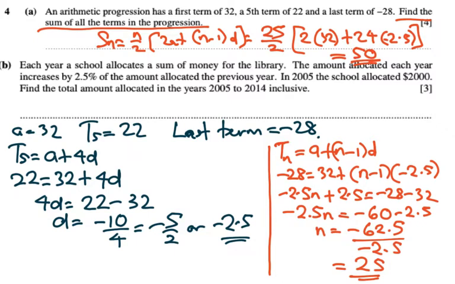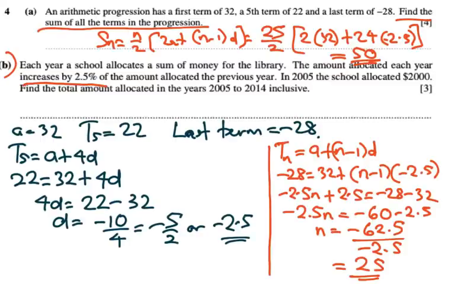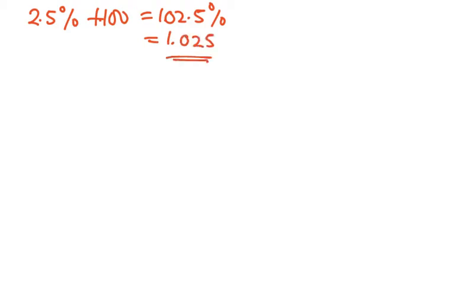Okay, let's go to B. So this looks like it increases by 2.5 every year. Amount allocated every year, so certainly this is a geometric progression. GP, not AP. So let's figure that out. The amount increases by how many percent? 2.5%. So 2.5% plus 100, which is 102.5%, and find the multiplier. So this should be 1.025. That's your multiplier.